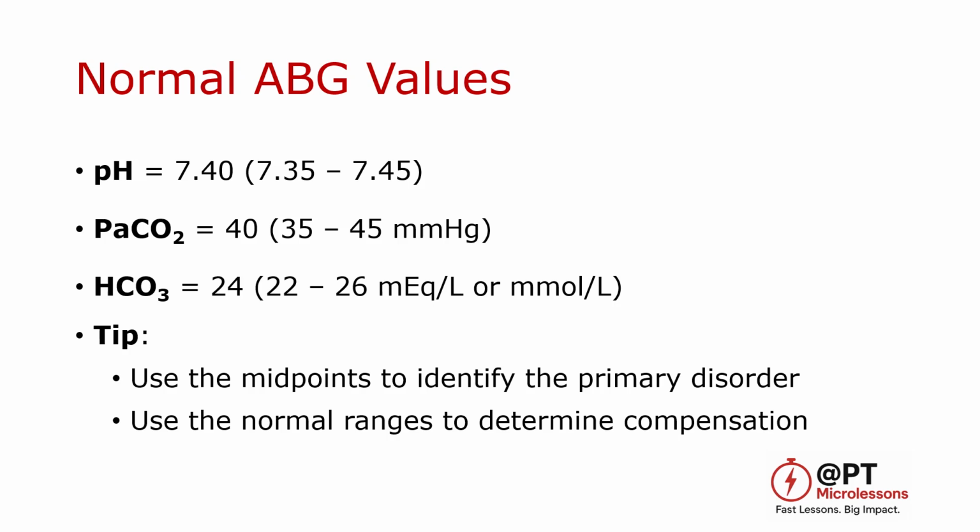In particular, a fully compensated disorder will often have a pH that has returned to the normal range, even though the PaCO2 and HCO3 remain abnormal. So think of the midpoints as your guide for identifying the primary disorder, and the normal ranges as your guide for determining compensation. Okay, let's work through this case together using our four-step approach.